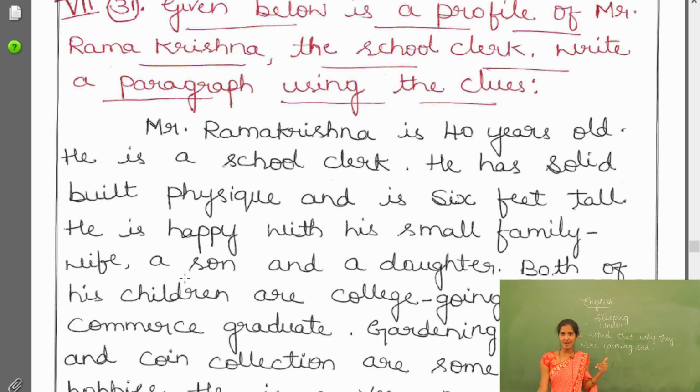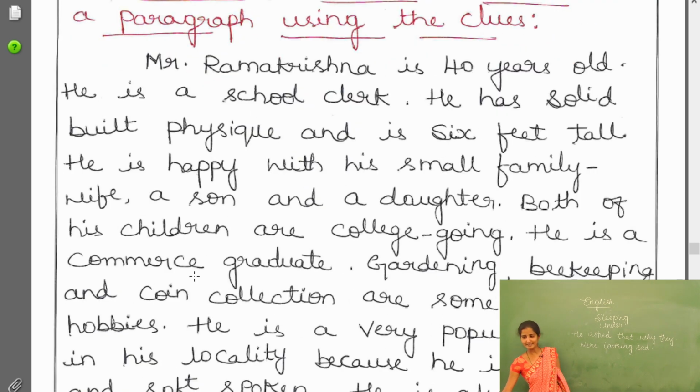The given profile is about Mr. Ramakrishna. It is also right. So here directly I have started using Mr. Ramakrishna is 40 years old. I have written like this. You can start the profile saying that this profile is about Mr. Ramakrishna. Mr. Ramakrishna is 40 years old. He is a school clerk. He has a solid built physique and is 6 feet.